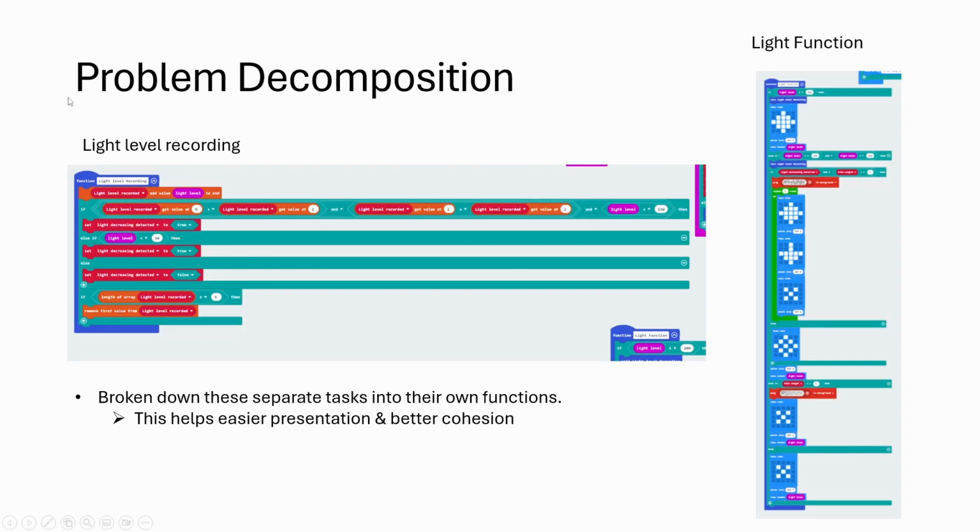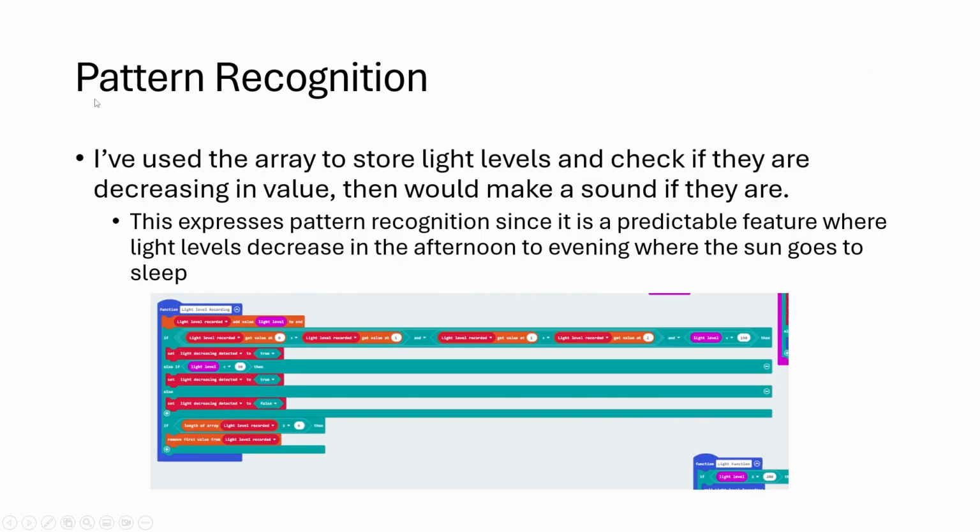And I've used the problem decomposition skill to separate out the different functionalities. This also helps with easier presentation and better cohesion, because they are fundamentally different tasks. One is the back end, and one is the front end. And then I've used the pattern recognition skill to find that the light level decreases in the afternoon and evening, which is when this microbit is mostly used, to detect the light level before it gets dark. And it helps the whole microbit function.